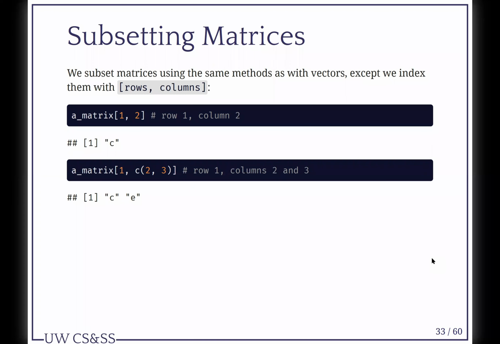We can subset matrices using the same methods as with vectors, except we index them with this format: rows, comma, columns. So let's say we want to get to our A matrix and get the first row, second column cell. We would say A matrix subset with a single bracket, 1, 2, and we'll get C. We can also specify 1 as our row and a vector with columns 2 and 3 in order to get the first row and the second and third columns, C and E.